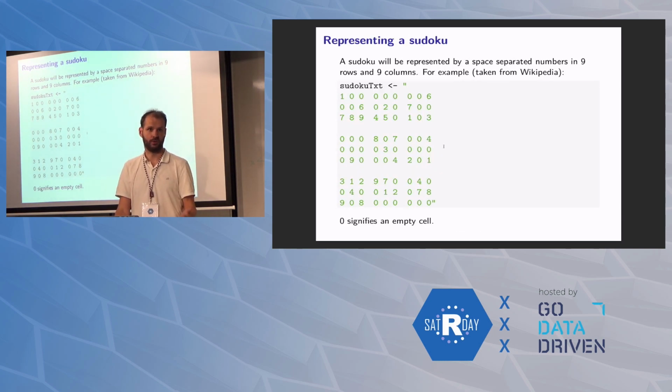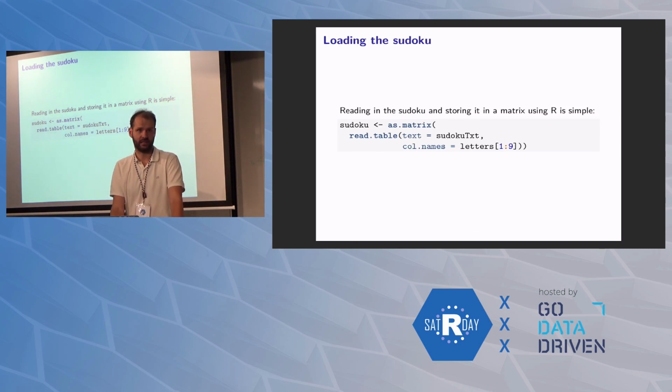So first I need to load the Sudoku into the computer. I chose this format where basically the 0 denotes an empty cell. Then in this format I could easily type it over from the paper and keep the same formatting. So this is the format. And then you can read it very easily into R.